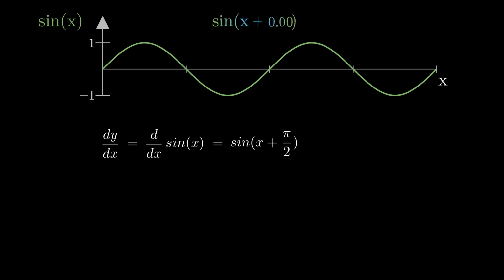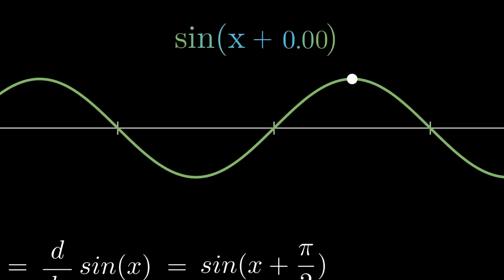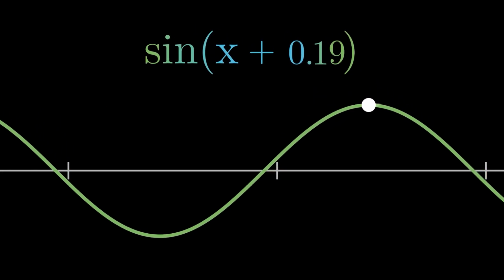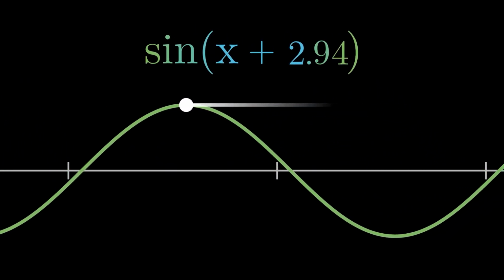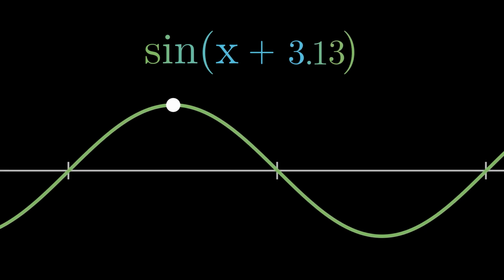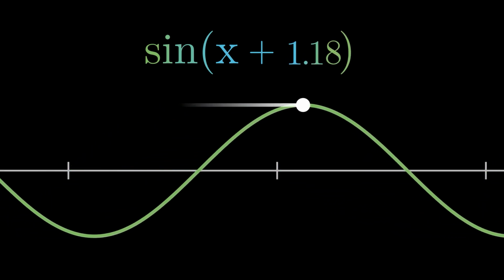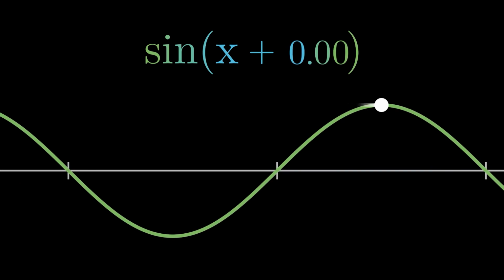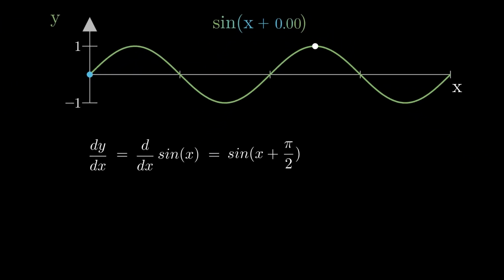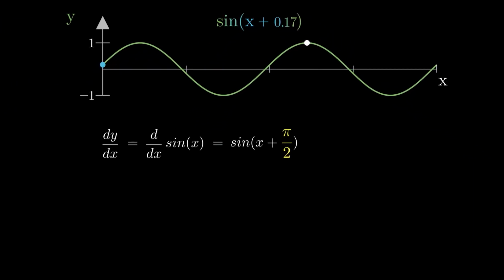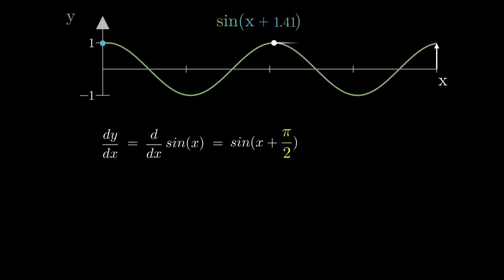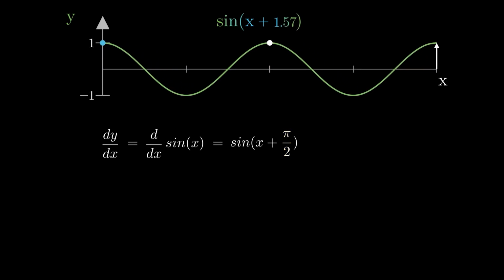Observe what happens when the input value of the sine function changes. An addition in the input value corresponds to a horizontal shift to the left, and a decrease in the input value corresponds to a horizontal shift to the right. So an increment in the input value by an amount of π/2 corresponds to a horizontal shift to the left by the same amount. This is the first derived function, or more specifically, the first derivative of sine x.